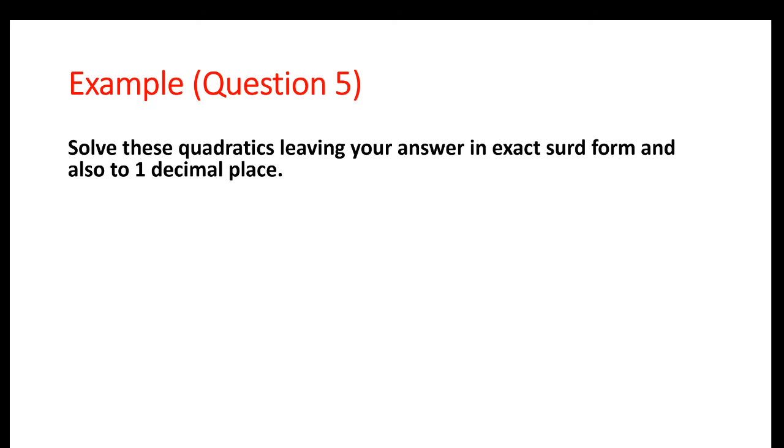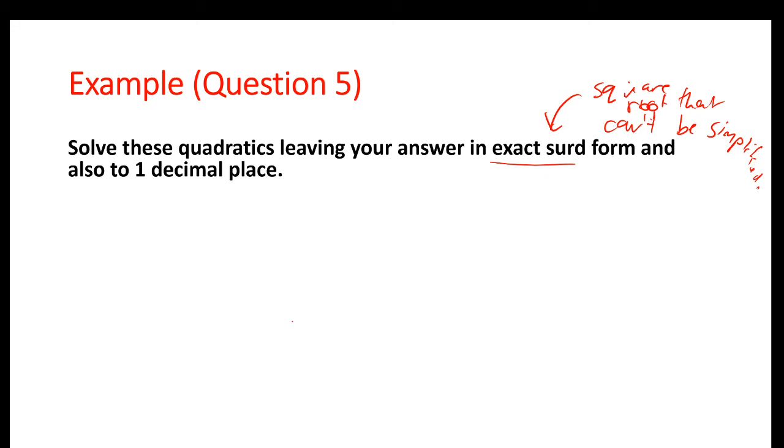So this is what question 5 looks like. Solve the quadratics, leaving your answer in exact surd form. So exact surd form just basically means we're going to leave them as square roots. We don't actually simplify the answer. So whatever we get in that surd, inside the square root, is what we leave. So surd is just a square root that can't be simplified.